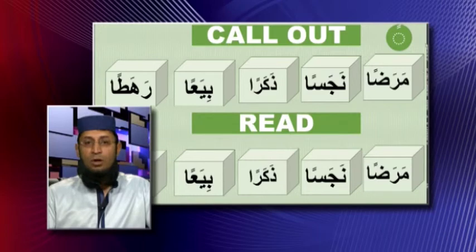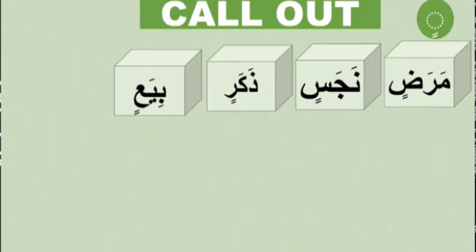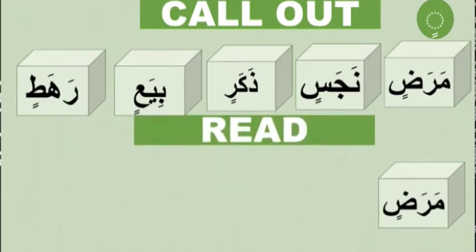Right, these examples all were centered around an, fathatain. Now the same an, let's convert it to in. And what examples do we get now? Example number 1, maradin, call out phase, maradin. Call out phase is very important because it shows how much recognition you have of each Arabic letter. Najasin, dhakarin, biya'in, rahatin. Now let us do the reading phase.